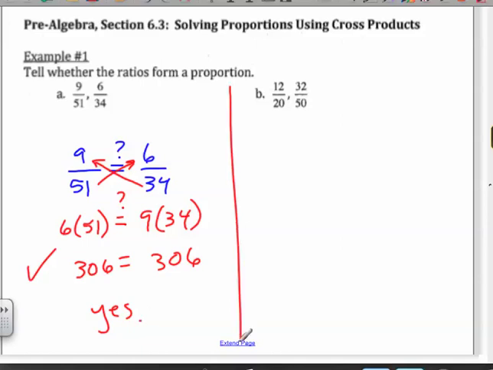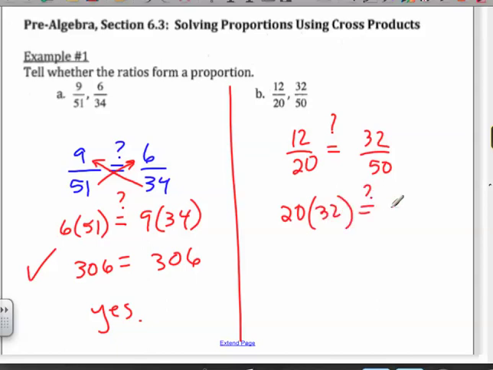Good. Let's look at this one. I'm going to say 12 over 20 equals 32 over 50, question mark. Okay? That means that 20 times 32 needs to equal 50 times 12. All right? Well, Quaso, you tell me what 20 times 32 is, because I already know that 50 times 12 is 600.